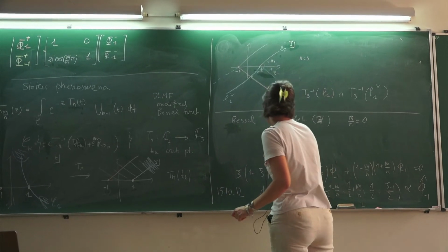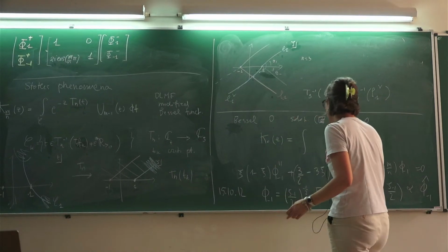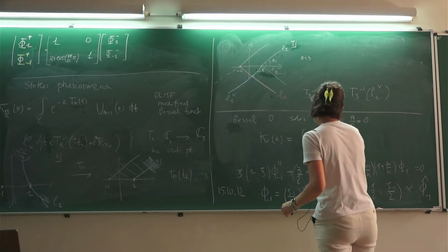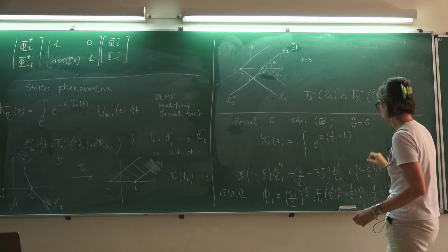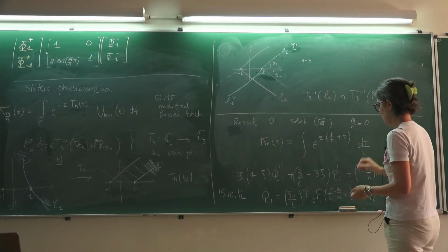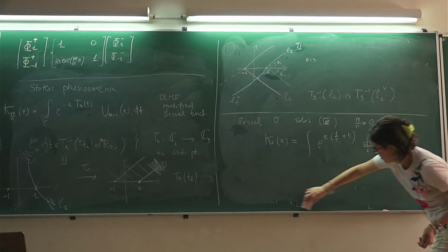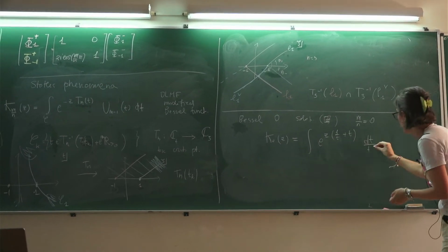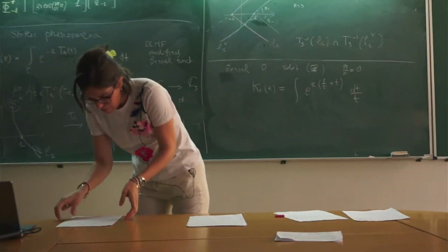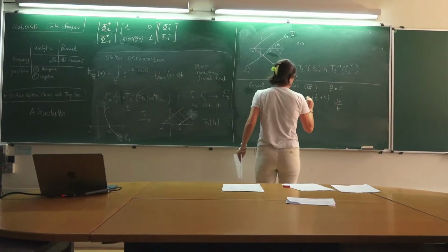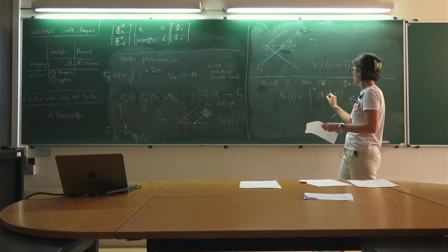But K0 of z can still be represented as an integral. And the function that you have is z of minus 1 on t plus t on t. Maybe there is a minus sign here. From 1 to infinity.